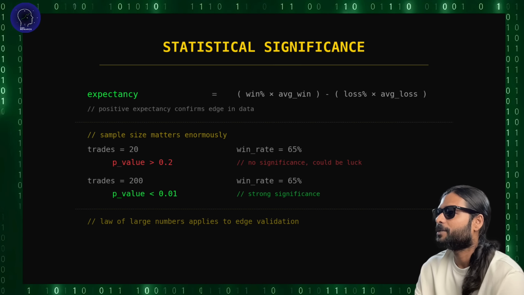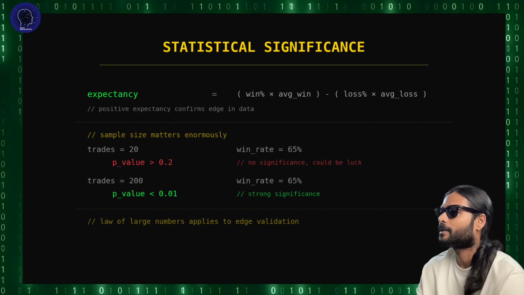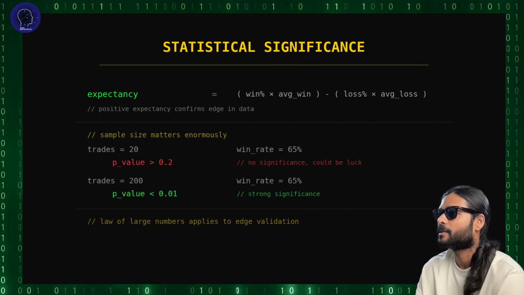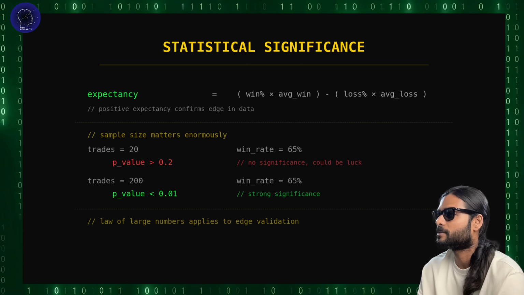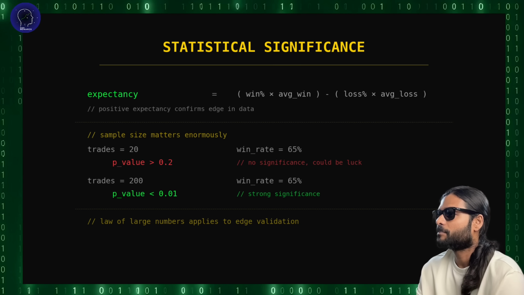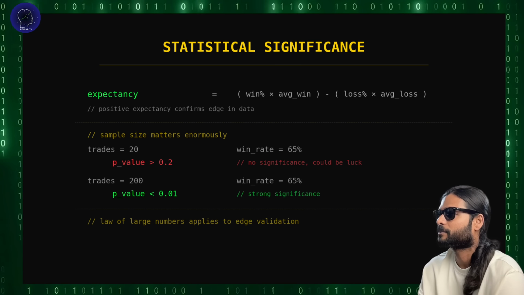The p-value exceeds 0.2. It could easily be luck. 200 trades showing a 65% win rate carries strong statistical significance. The p-value drops below 0.01. The law of large numbers from video 3 applies directly to edge validation.